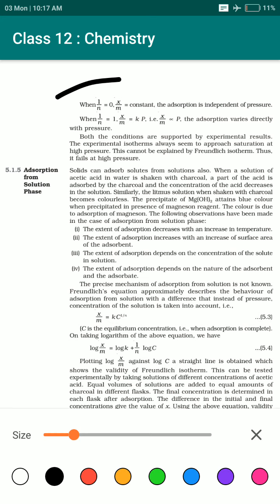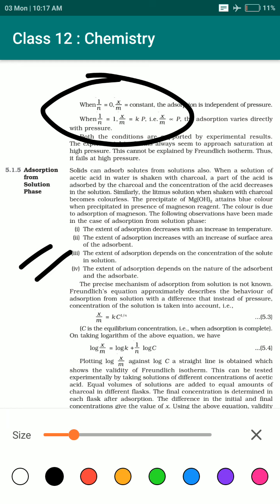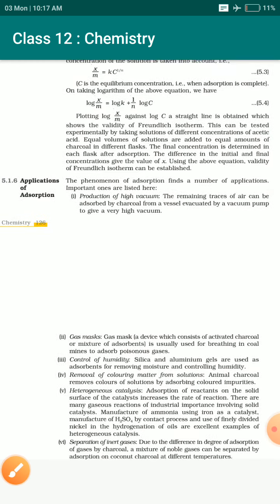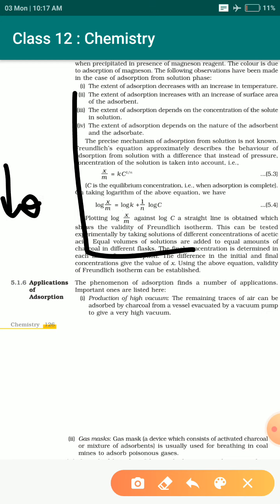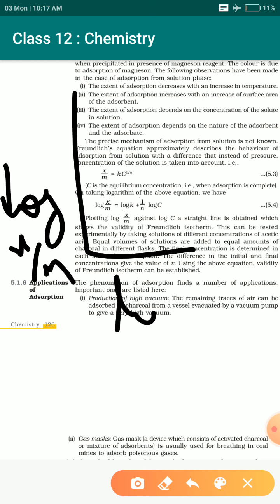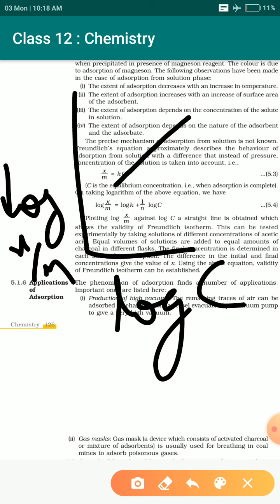The notes about the adsorption isotherm are given. Read this particular topic and write the notes by yourself. There is nothing much to be taught there. Only understand that the same scenario happens here also. The graph of log x by m to log c will be taken here, right? Because there we took the pressure, here we will take the concentration, log c. It will be a straight line graph, and definitely the slope will be 1 by n. And the Freundlich adsorption isotherm is very much applicable here also.